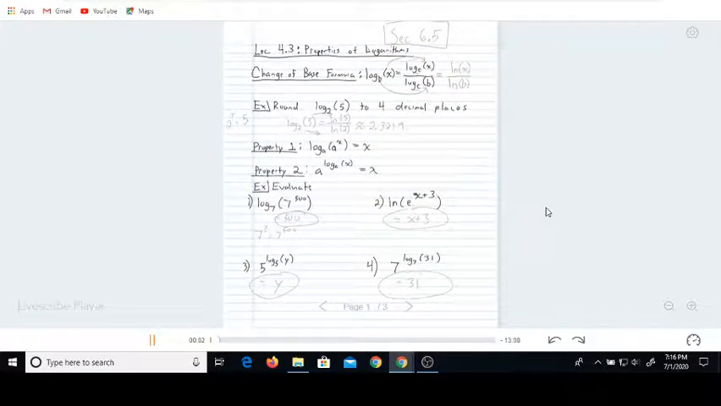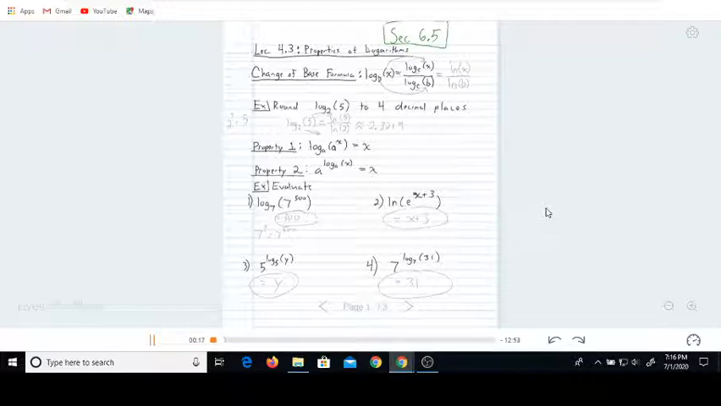Alright, here we go. We got lecture 4.3, Properties of Logarithms. For those of you following along in the textbook, this is section 6.5. Alright. Now, this is where you're going to pull out your calculator for the first formula.